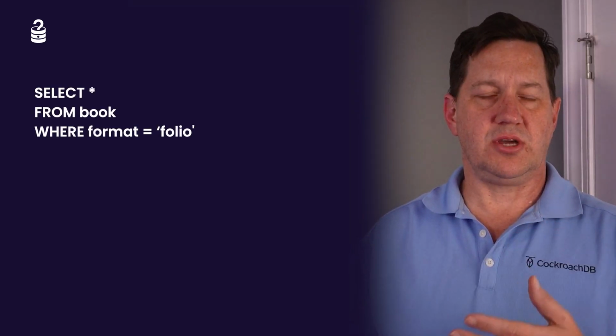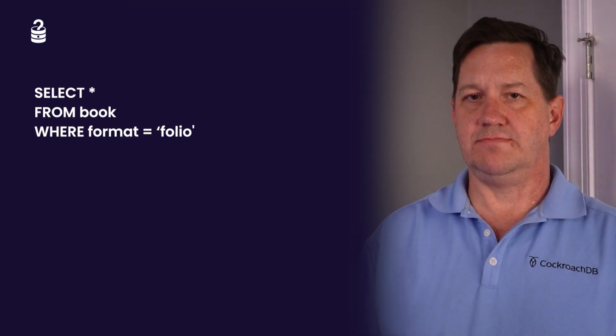Folios are uniquely formatted books. This includes oversized books, microfiche, and other odd types that don't fit on regular bookshelves. As a consequence, a library's inventory of folios must be audited periodically to ensure they're available for checkout, or they can be scheduled for repair or replacement. If you were the director of the library and you wanted to schedule such an audit, you need to know all the books that are in this format. And so you'd write something like this: select star from book where format equals folio.